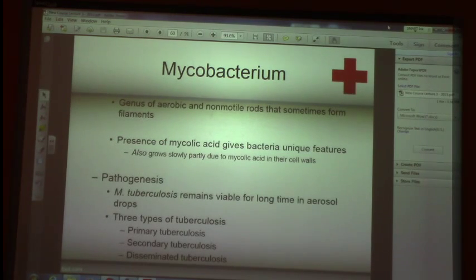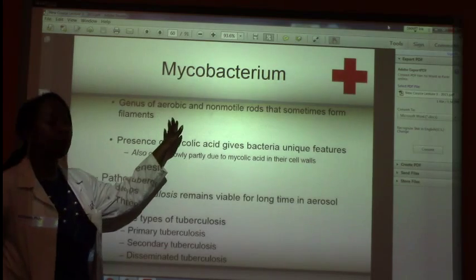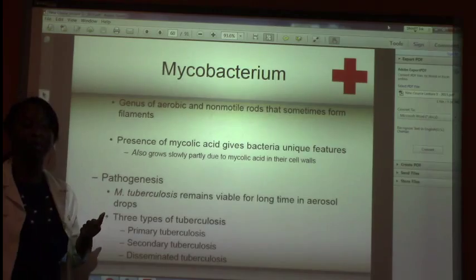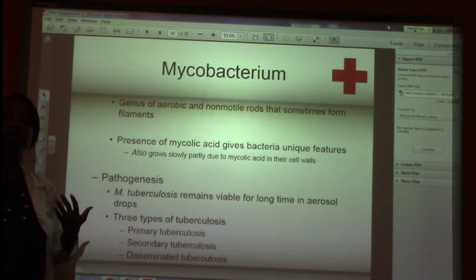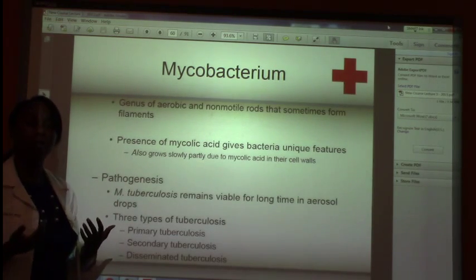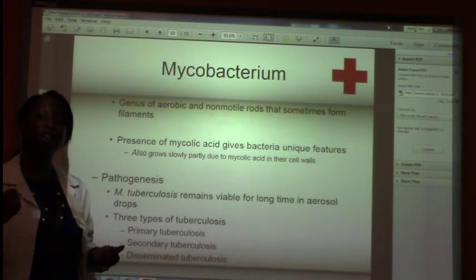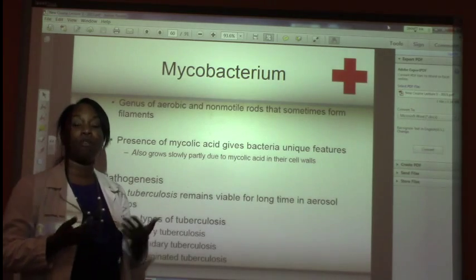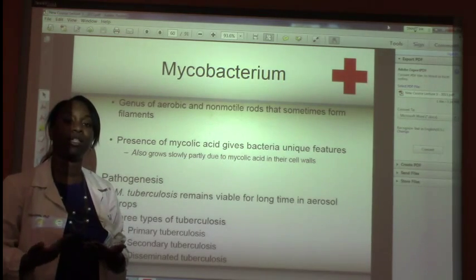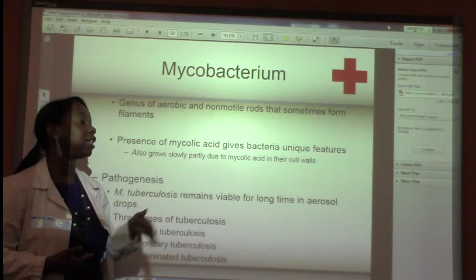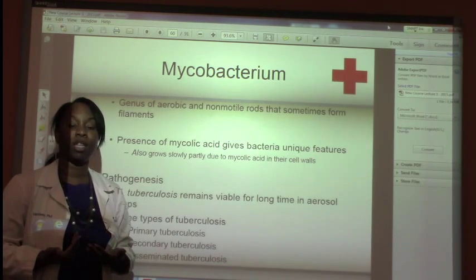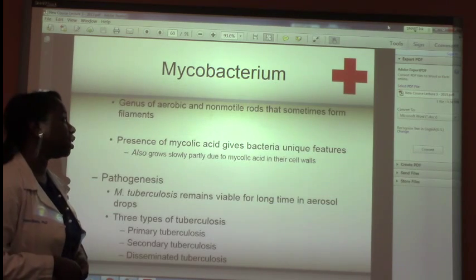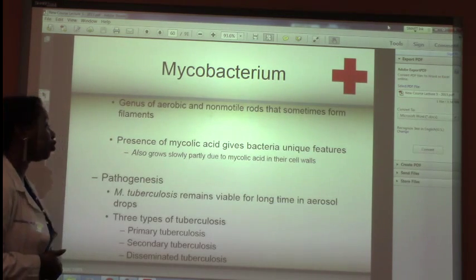Now, for those belonging to the Mycobacterium genus, these are aerobic as well as non-motile rods, and they sometimes form filaments. So by filaments, that means that if we were to look at them under the microscope, they will have a filamentous or more of an elongated shape. These organisms all contain mycolic acid, and hopefully you remember from week 2's lecture that mycolic acid is a waxy lipid that's present within the cell walls of select gram-positive organisms, and this happens to be the case with this particular genus.